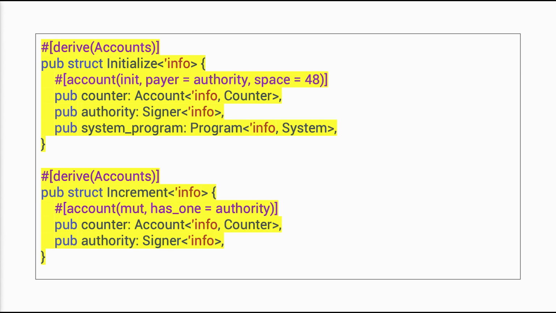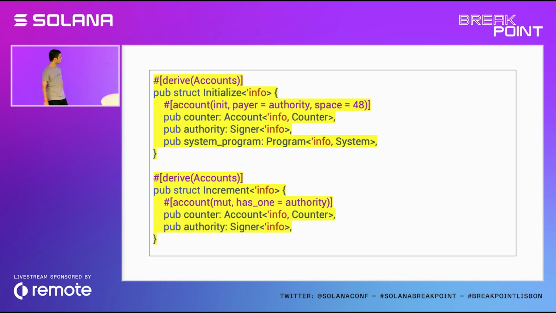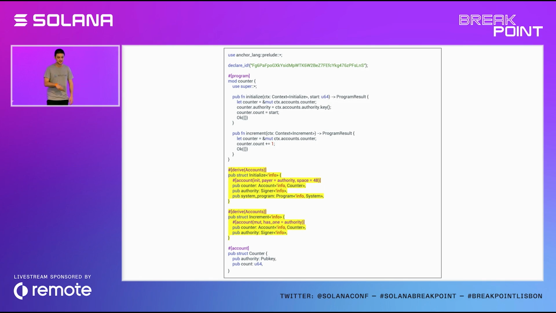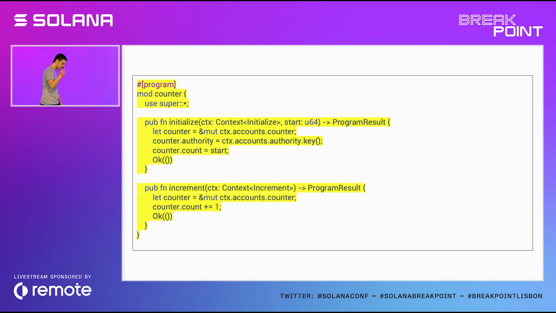And what's nice about all of this is that we've encapsulated all of the account validation logic in these structs in this declarative fashion, which allows us to separate a lot of validation logic from the business logic in our program. So we'll see that in the next section. So let's go ahead and open up the program module. Okay, so here's the program module.